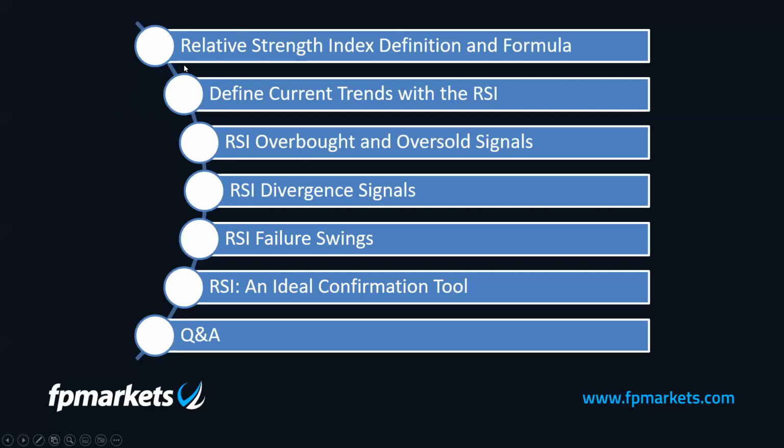Here's today's agenda. As you can see, we do have quite a lot to get through. The relative strength index: I'm going to briefly define it and offer you the formula. Ways we can use the RSI: we can define current trends, highlight overbought and oversold signals within a market, divergence signals, failure swings, and why the RSI is an ideal confirmation tool. We'll also wrap up with a Q&A, but if you have questions during the presentation, do feel free to highlight those questions, and I'll see if I can answer them as we go along.